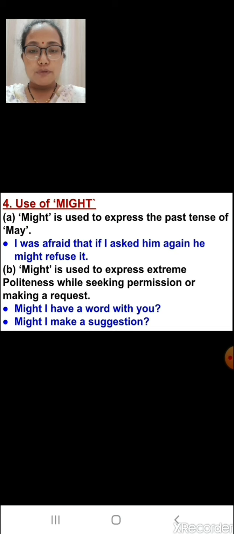Now let us see number 4, the use of might. Might is used to express the past tense of may. For example, number 1, I was afraid that if I asked him again, he might refuse it. Might is used to express extreme politeness while seeking permission or making a request. For example, number 1, might I have a word with you? Might I make a suggestion?